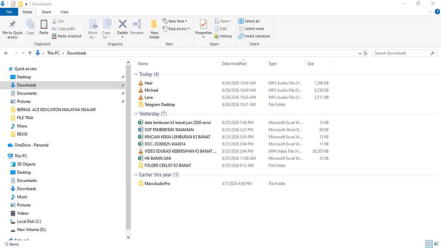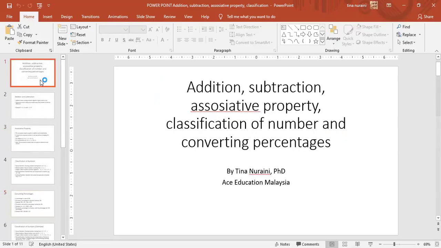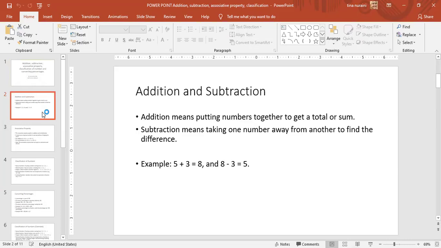So we will learn about mathematics. Sorry, I will show my presentation. The main topics are addition, subtraction, associative property, classification of number, and percentage. Okay, the first one we learn about addition and subtraction.